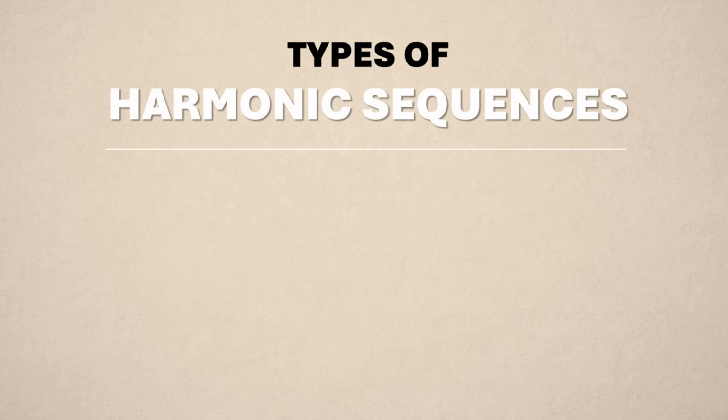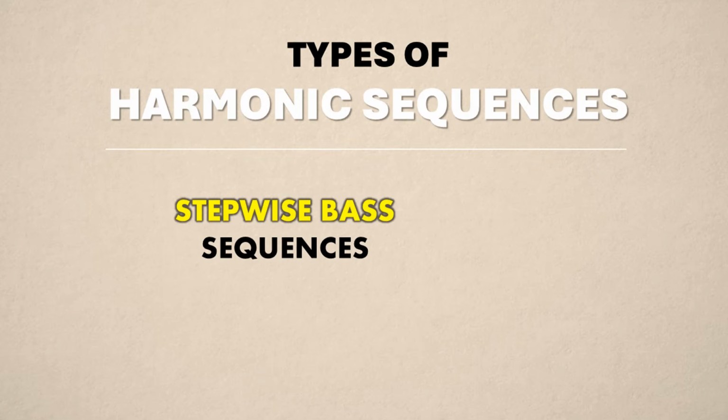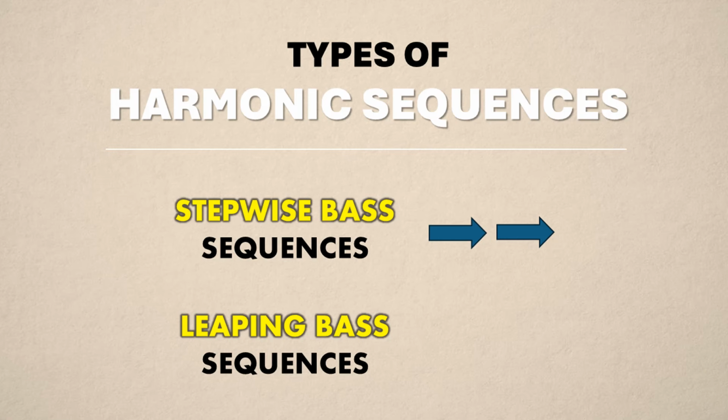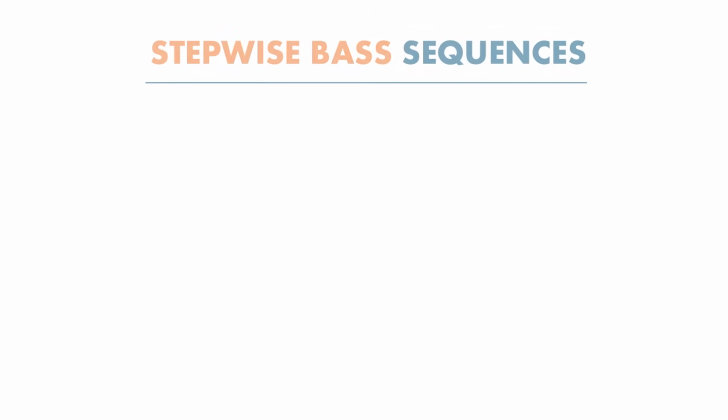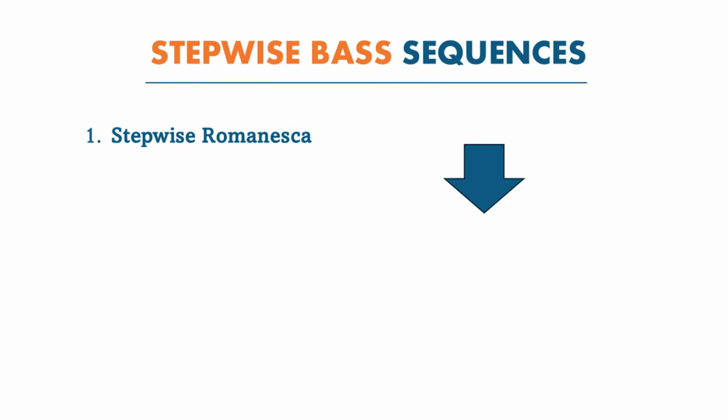Depending on the bass pattern, I distinguish the following groups of harmonic sequences. Stepwise bass sequences, in which the bass moves by step always in the same direction, either upwards or downwards. And leaping bass sequences, in which the bass leaps usually following a pattern of 2 distinct intervals going in opposite directions. Within the stepwise bass group, there are 4 prototypes that always move downwards: the stepwise romanesca, the Prinner, the tied bass, and the lamento.